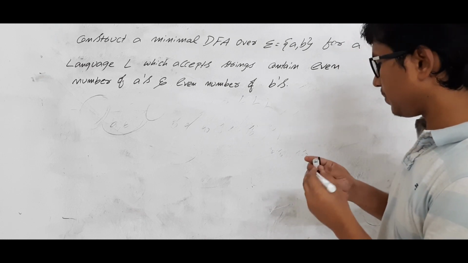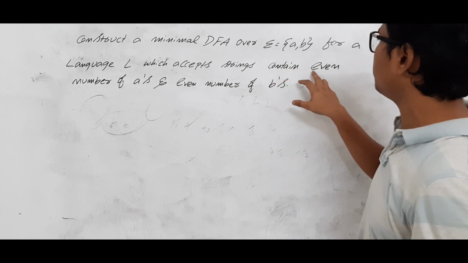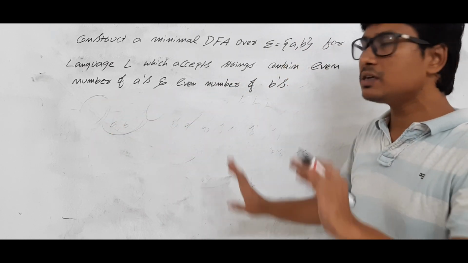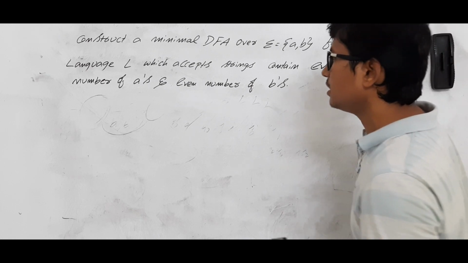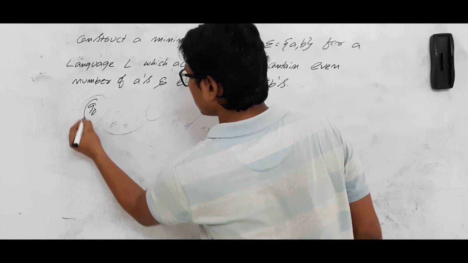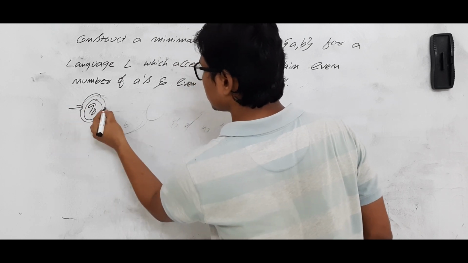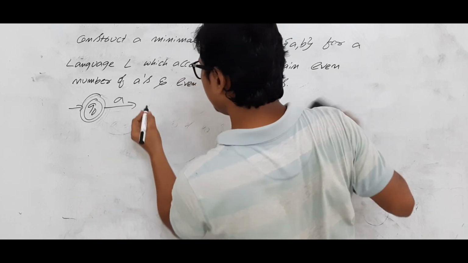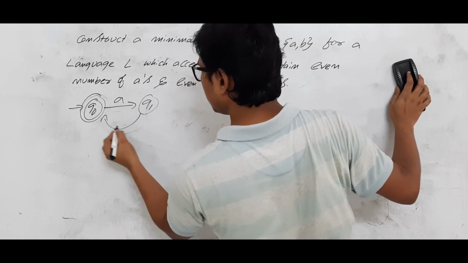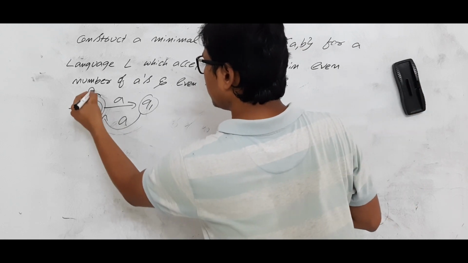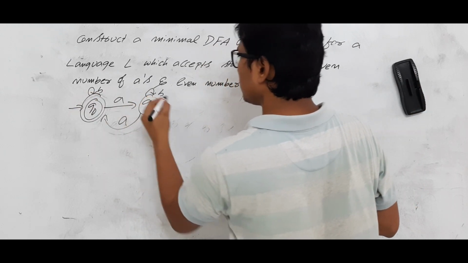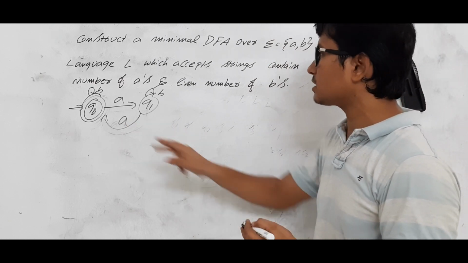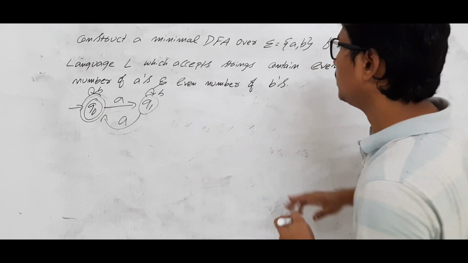Okay, first let me separate this question. First I will solve for the strings which accept even number of A's. I will not worry about the B's. I will only solve for the even number of A's. If it is even number of A's, Q0 is the initial state and final state. On A it will go to Q1. On A it will go back to Q0. And any number of B's it should accept. Whether this one will accept the even number of A's or not. Yes, it will accept the even number of A's.